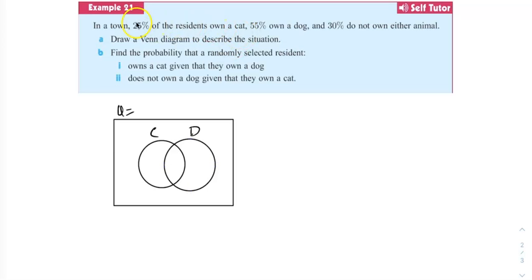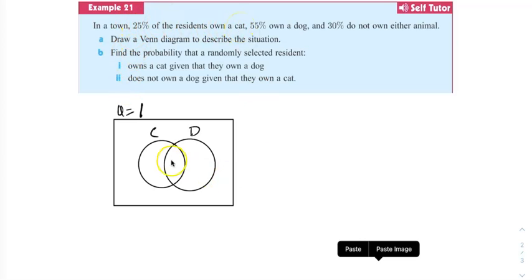Now, if you notice, they gave us percentages or probabilities. The universe, in that case, is always 1. If we're doing probabilities, the universe is always 1. If you have numbers, then it's whatever the number is. But in probabilities, the universe is 1. So 25% own a cat.